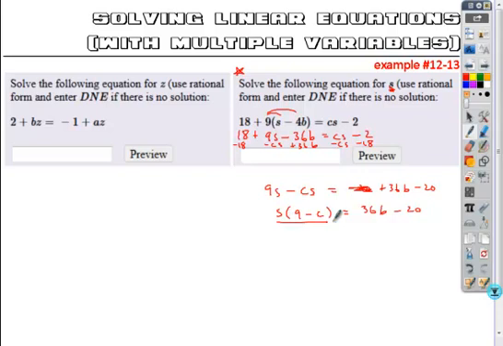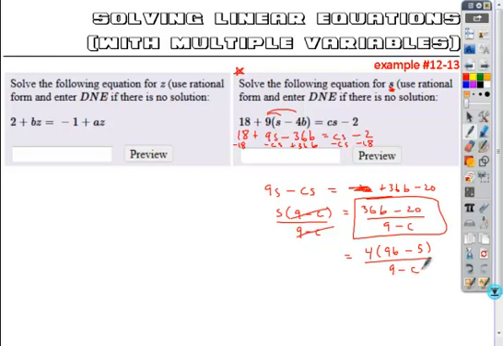Okay, I can now isolate my s completely by dividing both sides by this 9 minus c. And that would give me my solution. Okay, if you wrote it in factored form, that's fine. You can factor a 4 out of both these terms, leaving 9b minus 5. There's no common factors either way from this, so you can leave it as either of those forms.